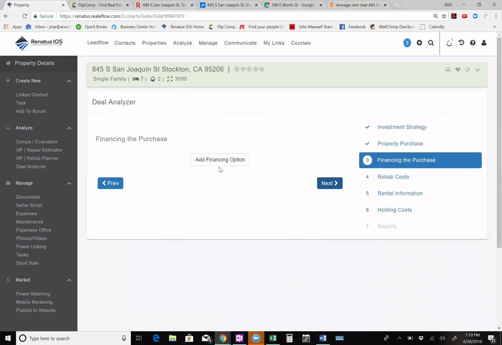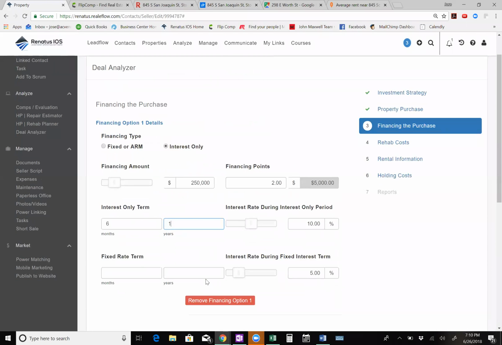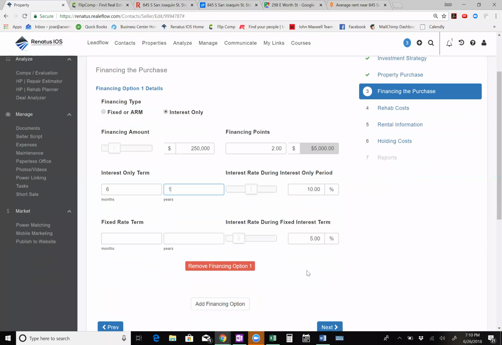We're going to click next. Financing option, we're doing interest only. We said 250, so it'd be 225. It would be 250 because we raise it. Interest only 12 months. Interest rate is 10%. We're only going to hold it for 6 months because that's basically what renders if you're going to refinance it, what it would look like.